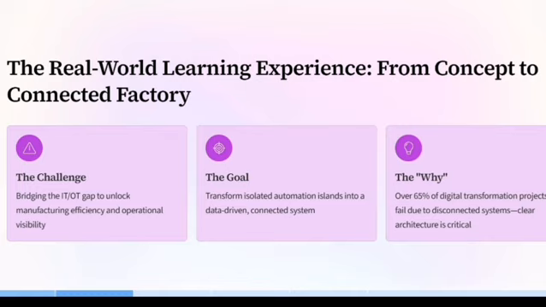The main challenge is the gap between the software data systems and the machines or the factory equipment. These usually don't communicate well, causing inefficiency. So, the main goal is to connect all the machines, turn isolated systems into a single smart system, and use data for better decisions. More than 65% of digital projects fail because systems are not connected properly. So, having a clear system design is very important.